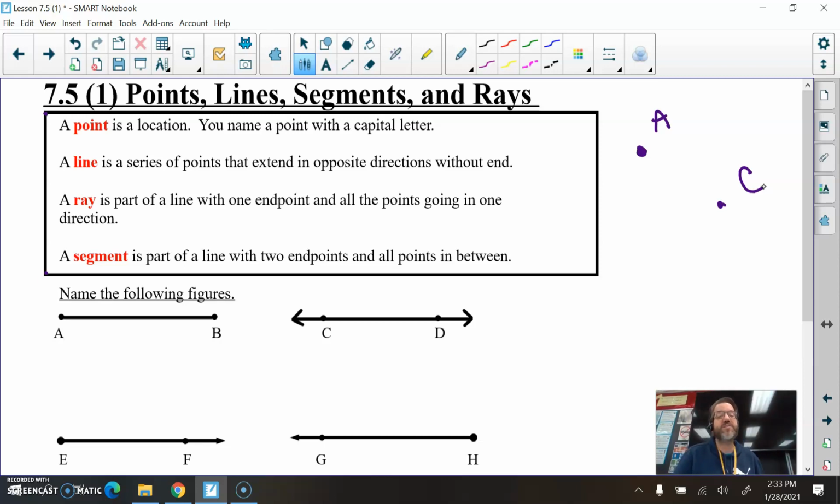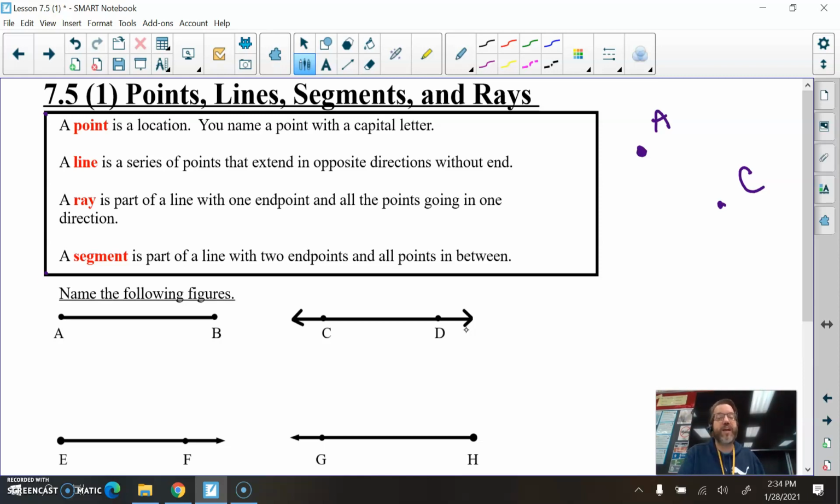Now, a line is a series of points that extend in opposite directions without end. So it goes forever in two directions. You'll see lines shown with arrows, like here we have line CD. See how we have an arrow here, we have an arrow here. Those indicate that it will travel forever in both of those directions, and that line contains the points C and D. It's just a series of points that extend in opposite directions without end.